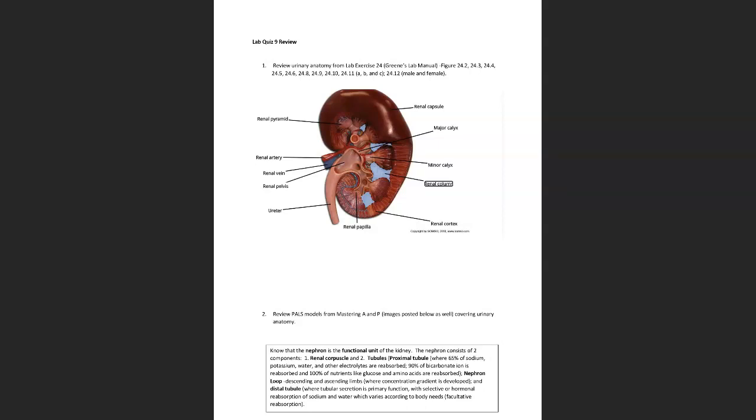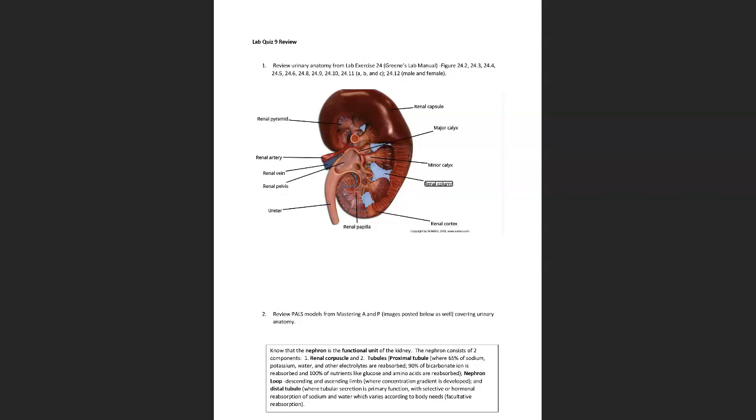Of course, the pyramids are the area of the kidney in the middle section where the renal medulla is located, and then the cortex is on the outer region just below the renal capsule. Remember, the renal cortex is where you'll see most of your glomeruli, your renal corpuscles, and your tubules. And you'll see your nephron loops and your collecting ducts mainly in the pyramids. Okay, these little triangular structures.